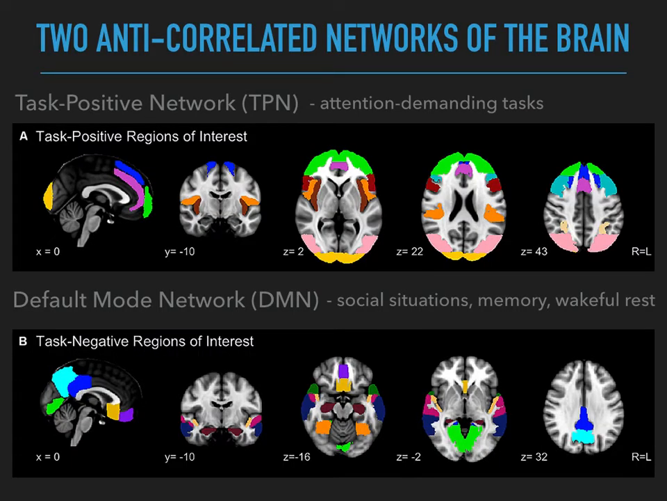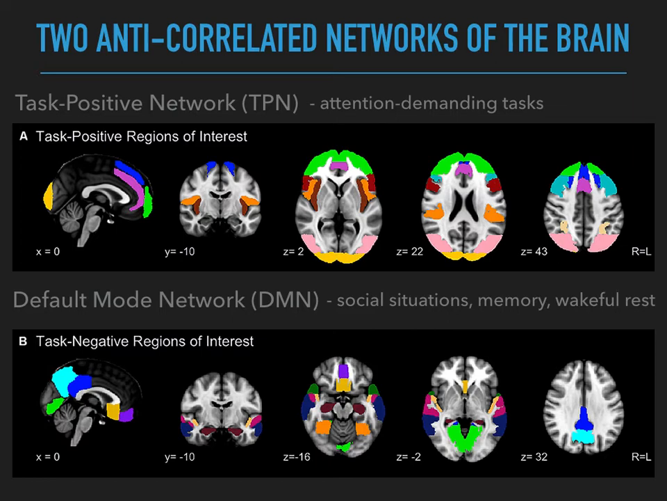Also important to know is the TPN and the DMN. These are 2 anti-correlated networks in the brain, meaning when one activates, the other reduces. The first network is the task-positive network, or the TPN. This network activates when one is performing attention-demanding tasks. As you can see on the picture, the TPN uses the frontal lobe and the occipital lobe.